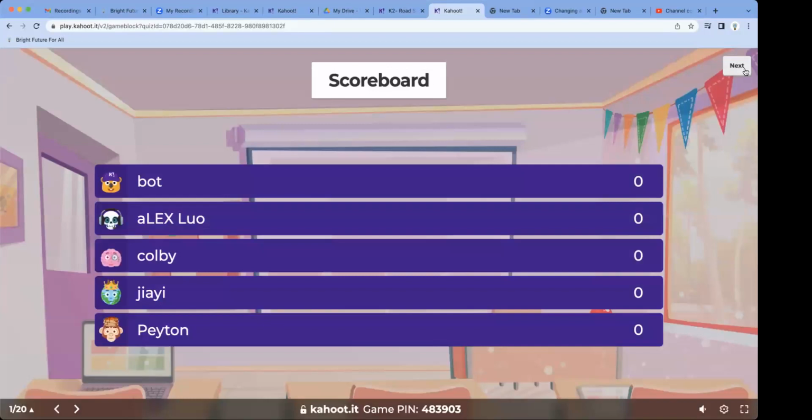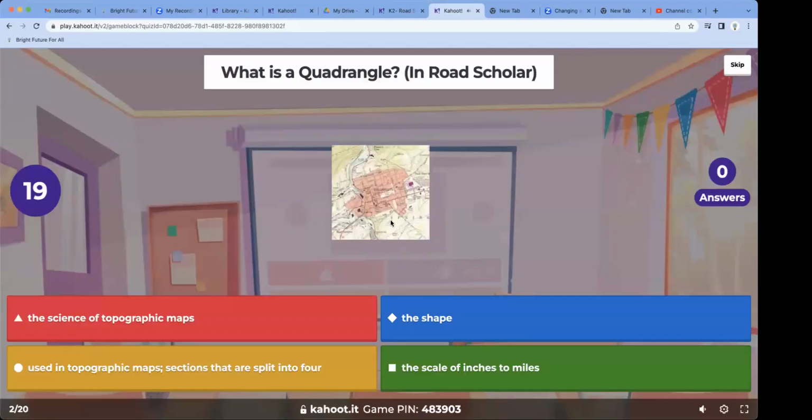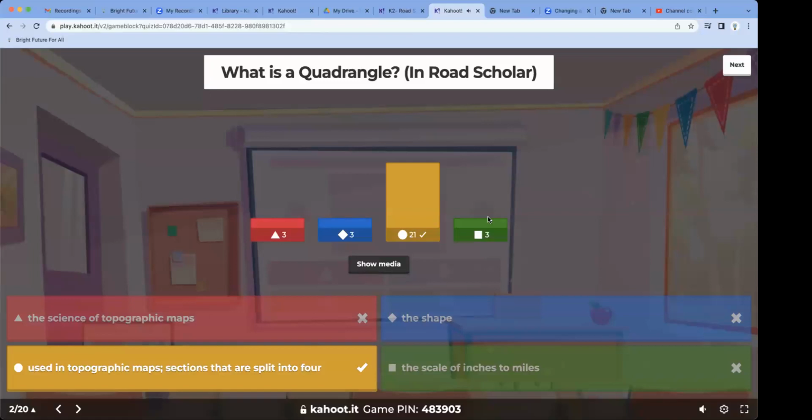Most of you guys got it, but yeah, it's used in topographic maps and sections that's built into 4, given by the name quadrangle, like quad. So yeah.